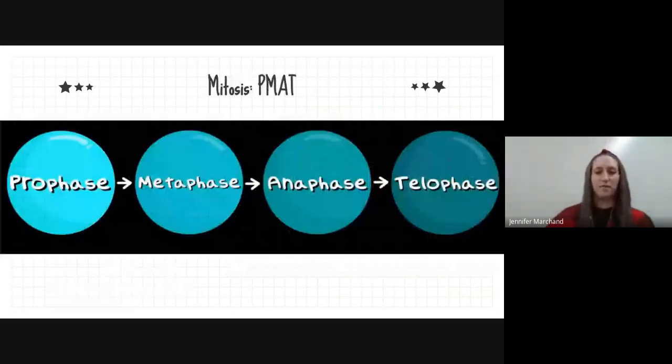A great way to remember mitosis is PMAT. We start in prophase, then we go to metaphase, anaphase, and then end with telophase. And we'll go through what each of those steps means.